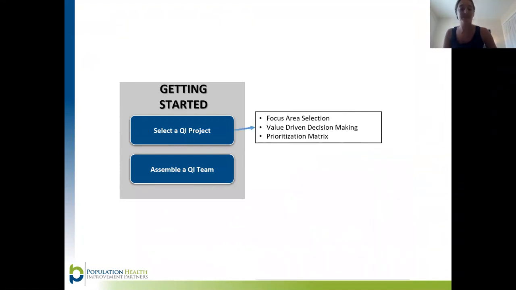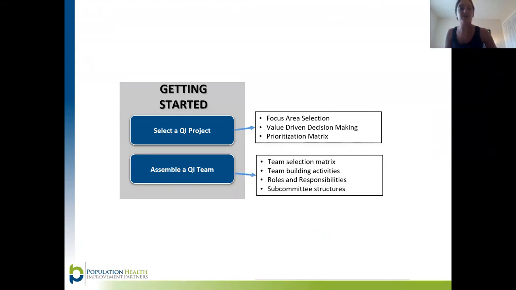So if you guys will remember back to the very beginning of the collaborative, I guess it's been about a year-ish now, we did ask you to start by choosing some focus areas for your teams. And we asked you to do this by using some of those value-driven decision-making questions, and by using your answers to those questions to prioritize those focus areas for your particular state. And then, of course, we asked you to develop a team.